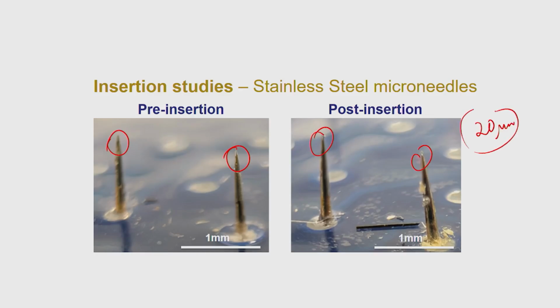If you have it at 20 micrometers, it causes less inflammation and less damage. Anything less than that can break or dislodge. Anything more than that can cause more damage to the skin. Okay, that's quite useful to know.